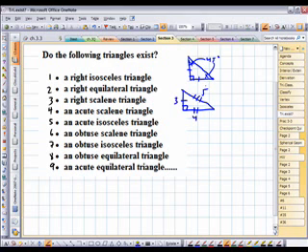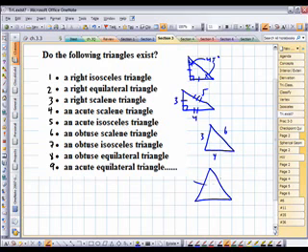An acute scalene, no problem with that either. Maybe a 3, 4, and 6 would be acute scalene. An acute isosceles triangle, that's not a problem either. Same length, different length, they're all less than 90. Obtuse scalene, we just make the vertex angle bigger. The vertex angle has to be the obtuse one, though.